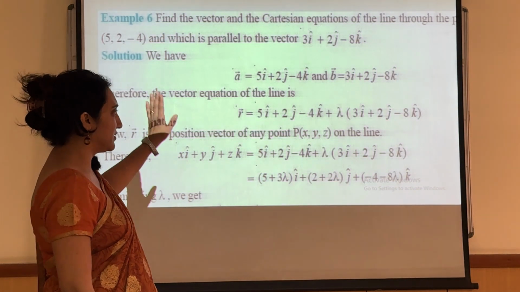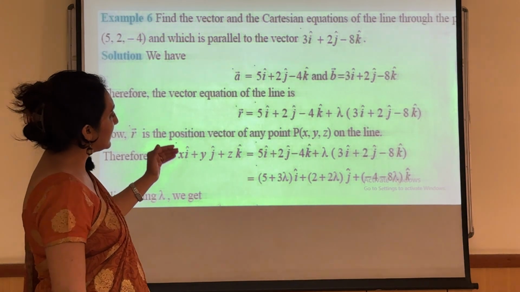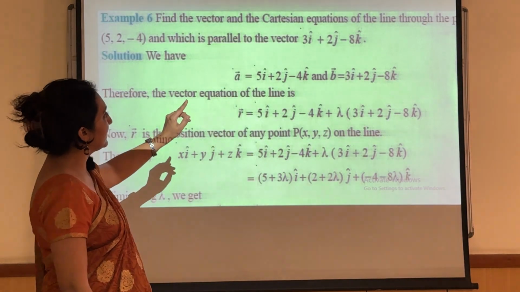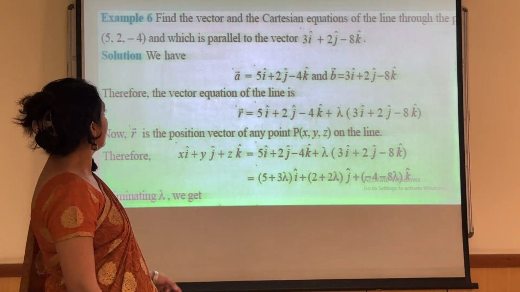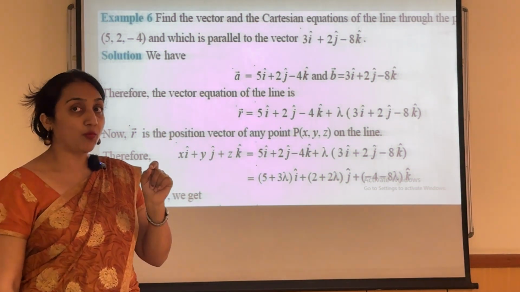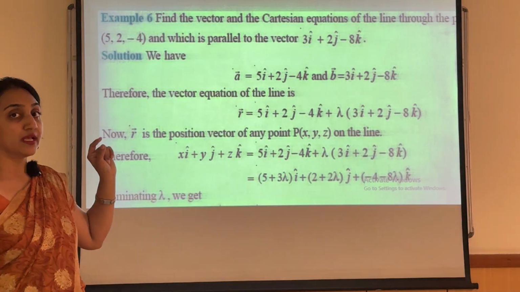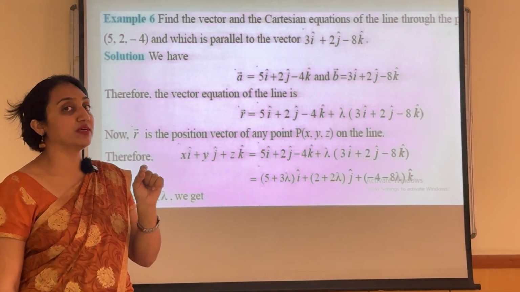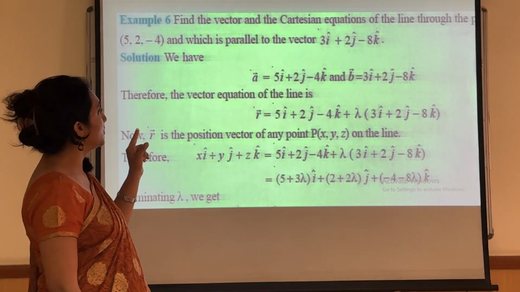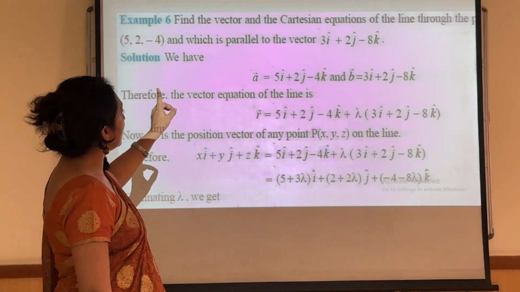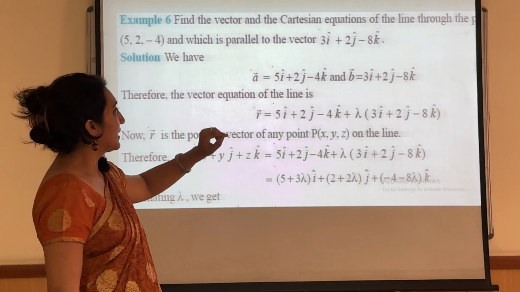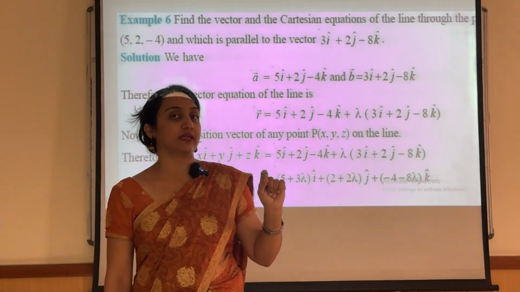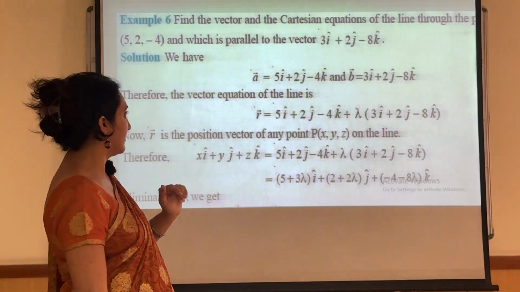I have written the solution in front of you, but let us understand step by step how it is coming. The question is, we have to find the vector as well as Cartesian equation of the line which is passing through the point. What are the coordinates of the point? The coordinates of the point are 5, 2, minus 4. That means the point x1, y1, z1 is 5, 2, minus 4. Okay, and the line is parallel to the given vector. It is the vector b to which the line is parallel, right?